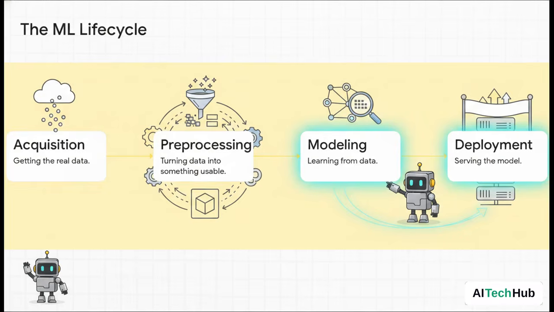So looking back at our journey, we conquered acquisition, getting that raw data. We tackled pre-processing to clean it all up. We completely mastered modeling to find the hidden patterns. And now we've reached step 4, our final active step, deployment. This right here is where we cross the finish line.